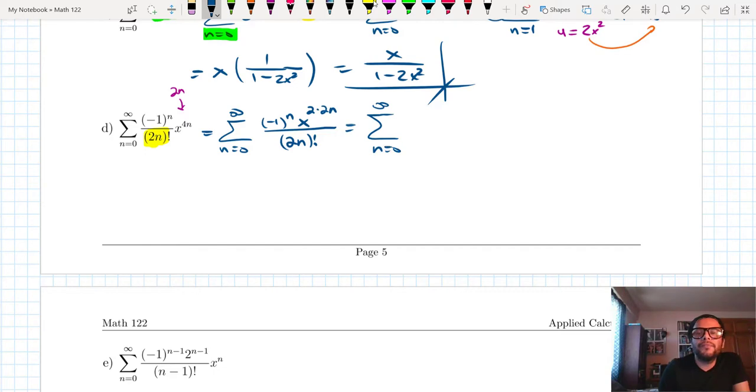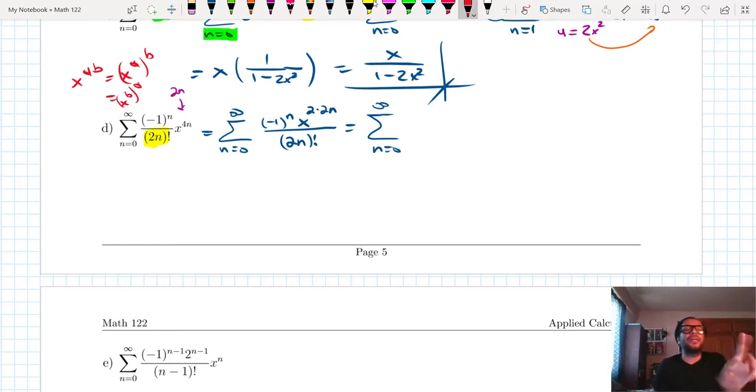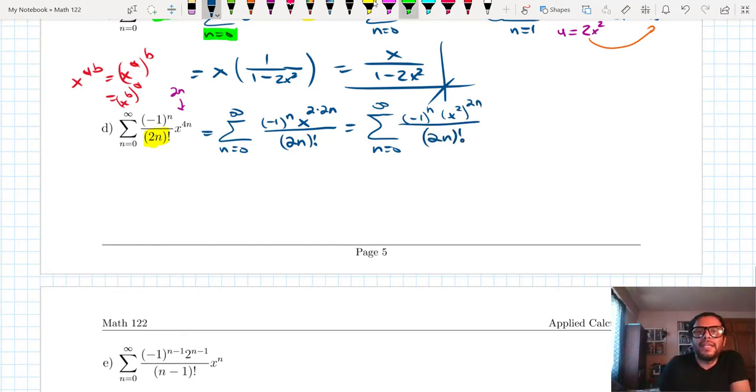The sum from n equals 0. So when we have the power, let me write the law of exponents. X to the a b is the same as x to the a to the b, or x to the b times a. Either way, in this case the multiplication is commutative, so I'm going to rewrite this as -1 to the n times x squared to the 2n divided by 2n factorial. And now you can see what the u will be.